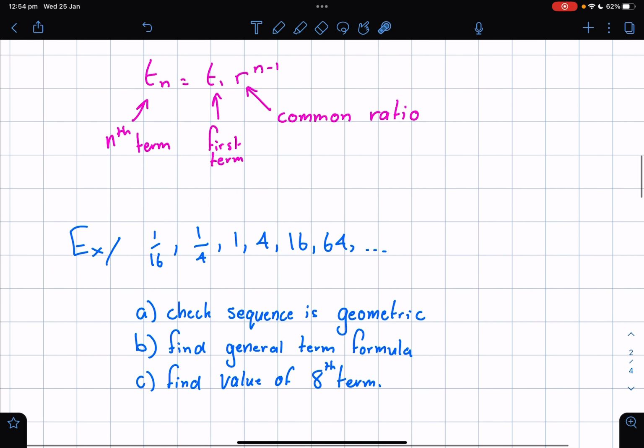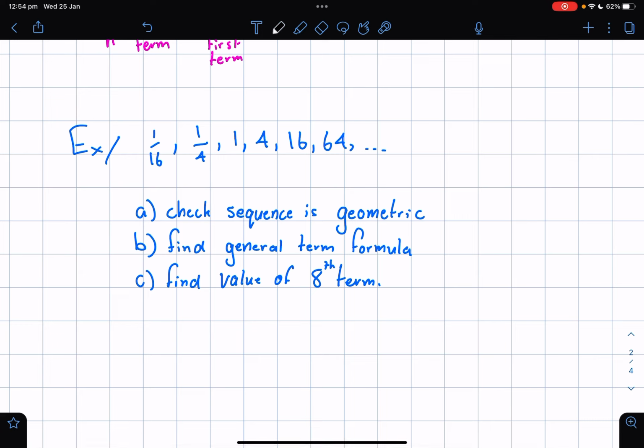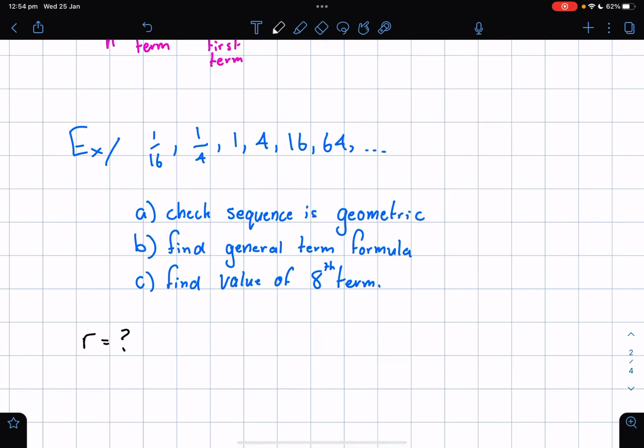We've got the sequence 1/16, 1/4, 1, 4, 16, 64. Check the sequence is geometric, find the general term formula, and find the value of the 8th term. So remember, to check that a sequence is geometric, we need to show that each pair of numbers has the same r. So we're trying to find r.